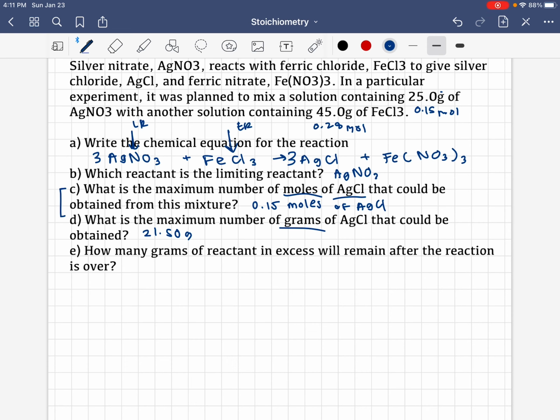Okay, E, how many grams of reactant in excess will remain after the reaction is over? So again, what did they give us? They gave us this, right? The reason why we're looking at the number of moles for this one is because this is our excess reactant. So 0.28 moles of that, subtract how much the reaction used.